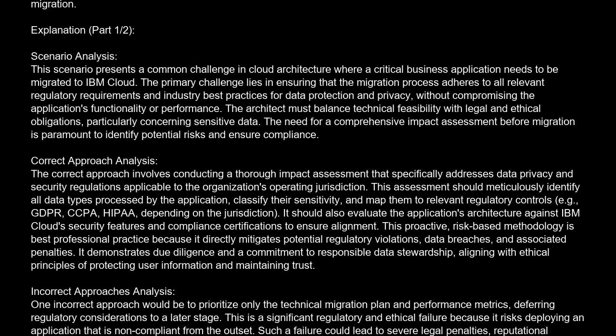One incorrect approach would be to prioritize only the technical migration plan and performance metrics, deferring regulatory considerations to a later stage. This is a significant regulatory and ethical failure because it risks deploying an application that is non-compliant from the outset. Such a failure could lead to severe legal penalties, reputational damage, and loss of customer trust. It violates the principle of privacy by design and security by design, which are fundamental to modern data protection frameworks.